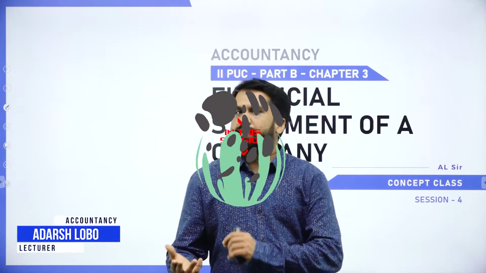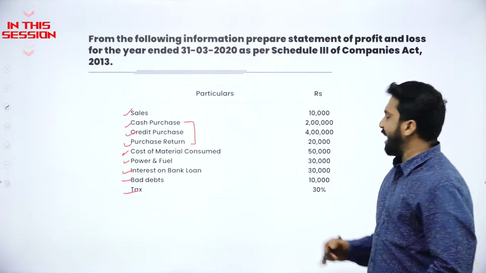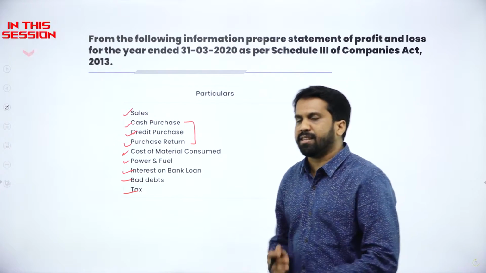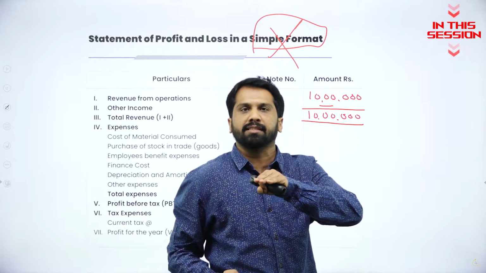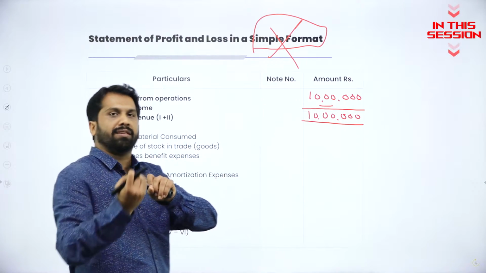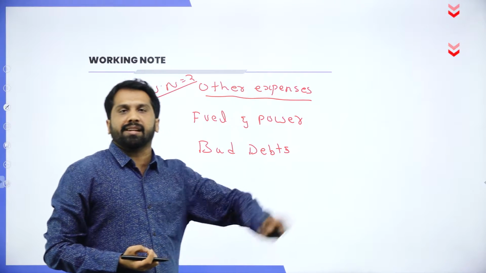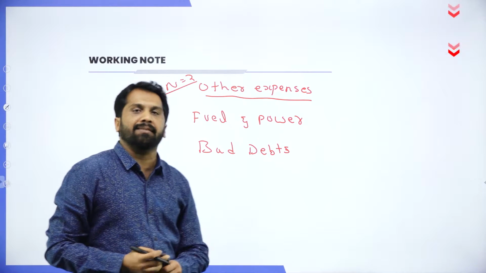All the problems are from your previous year question paper. Every problem you'll get tax percentage of 30%. Expenses, you have to list down one by one expenses as per the format we'll write down. Whatever petrol or diesel we have, that we call it as fuel and power.